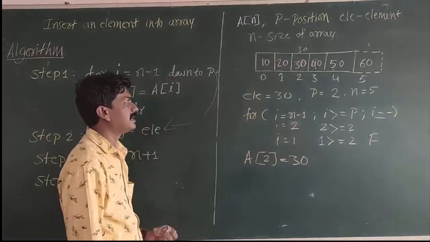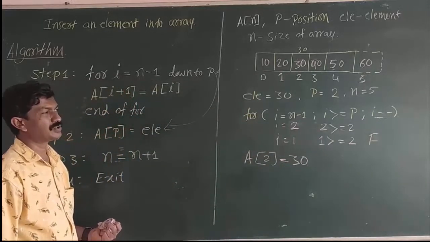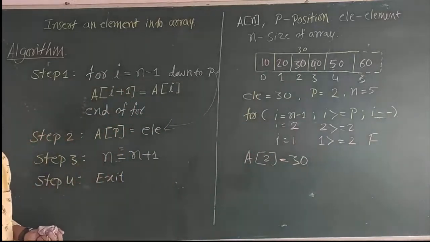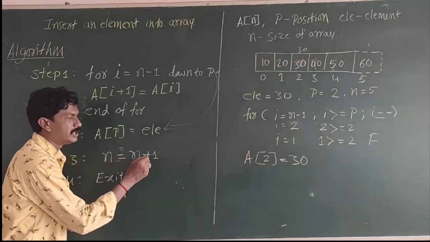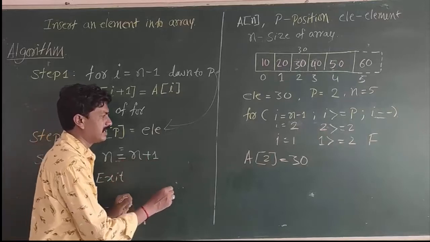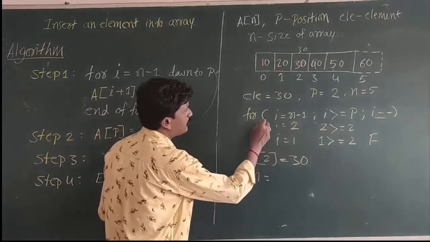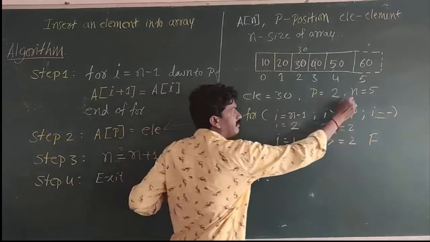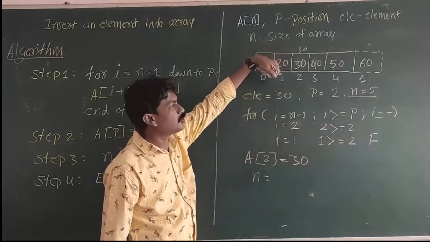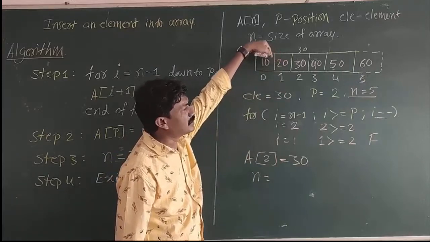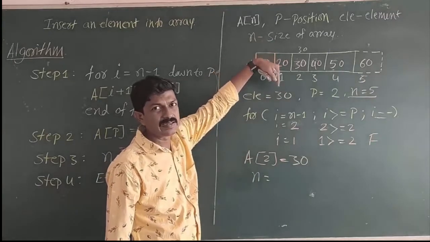Once we assign the value 30 to a particular index, after that we have to increase the size of the array, that is n equal to n plus 1. Initially the n value is 5, which means I have only 5 elements in the array. If I insert one more element, the count of the array should be increased by 1.